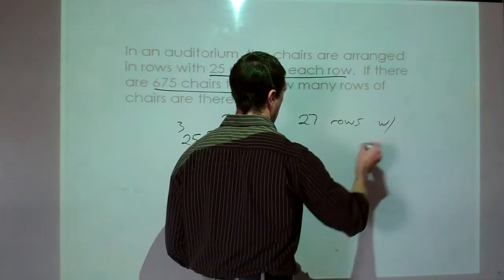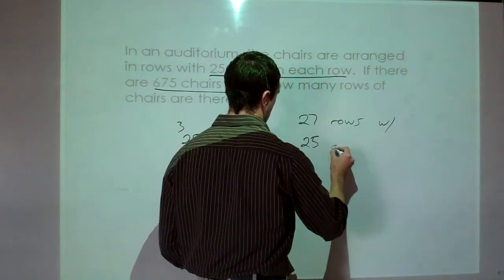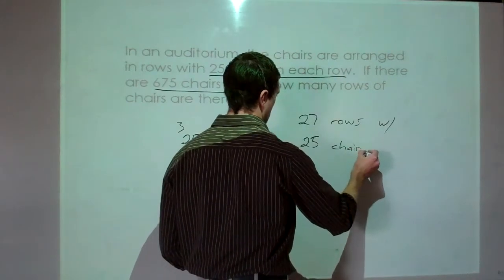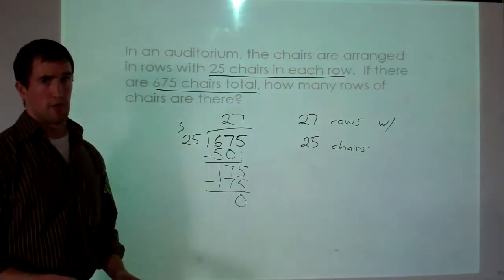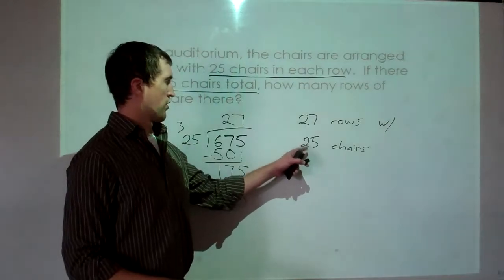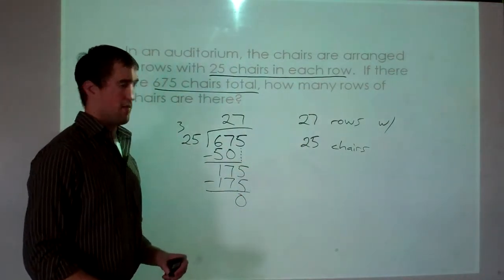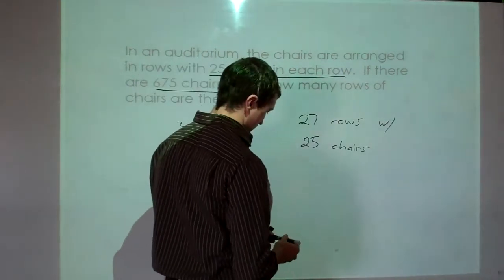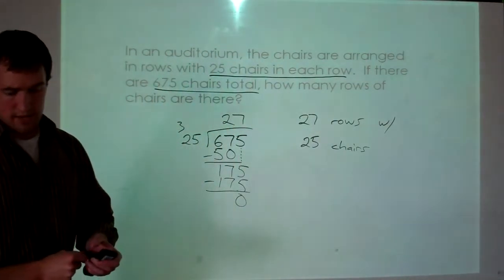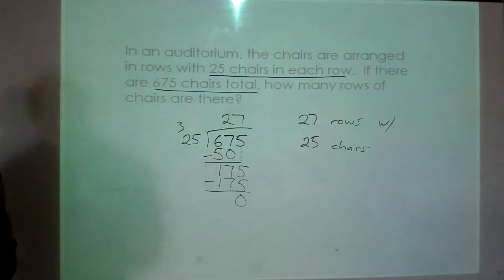with 25 chairs. Now to make sure that we got the right answer, we could do 25 times 27 and we should get 675. So, I won't go through and do that, but that's one way you can check it.